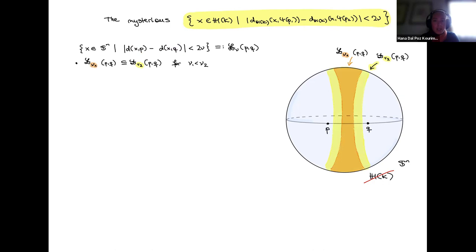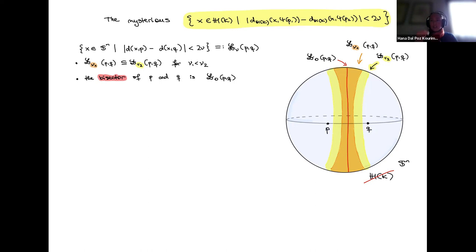It is very easy to see from the property that the larger you grow the parameter mu, the larger the set becomes. So you have some kind of an inclusion of the sets. And in addition, if you set mu to be zero, you get precisely the bisector of the points P and Q. So you can see this as a dilation of the bisector by the parameter mu.